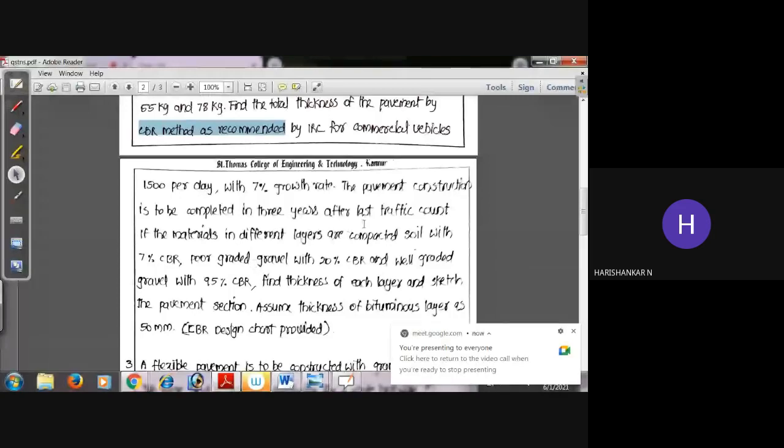After the last traffic count, if the materials in different layers are compacted soil with 7% CBR, poor graded gravel with 20% CBR, and well graded gravel with 95% CBR.